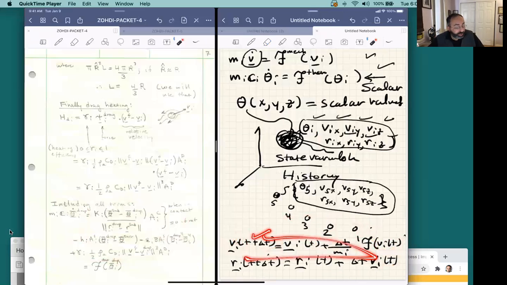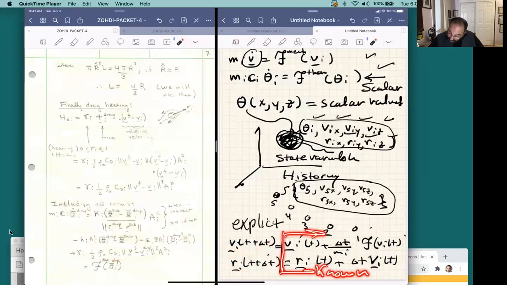Many fancy other schemes will use the current value of the velocity to try to get the value of the position. But in the explicit time stepping scheme, which is the one that we are using here, it's all known stuff on the other side. So this is known. So everything on the right-hand side here are known things. The v's, the delta t's, the positions, the masses, all known things.